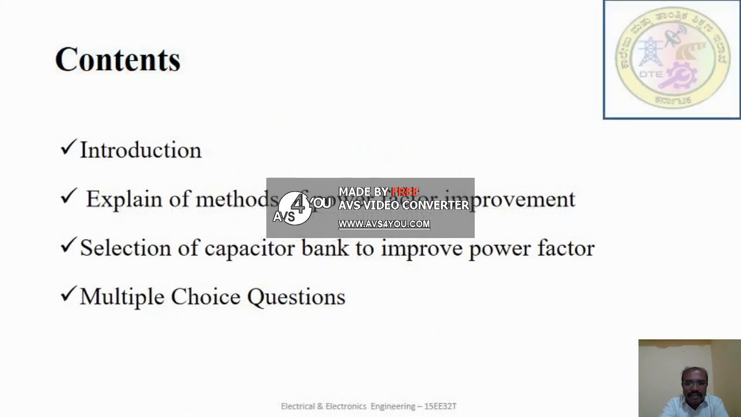Contents: we will discuss the introduction. Next, an explanation of methods of power factor improvement. Next, selection of capacitor bank to improve power factor. At last, we will see multiple choice questions.